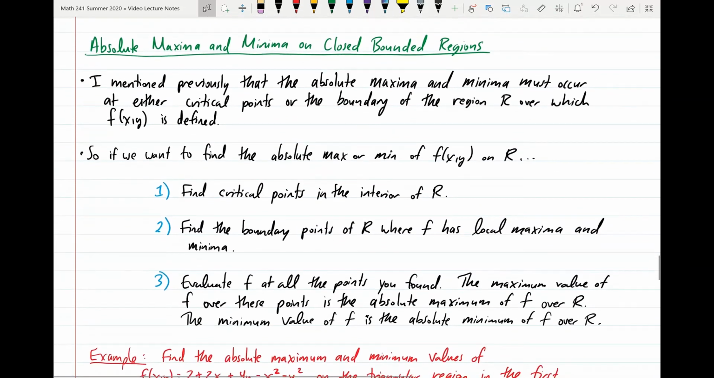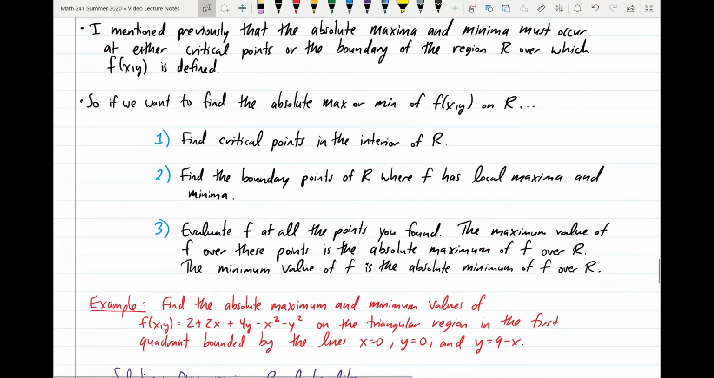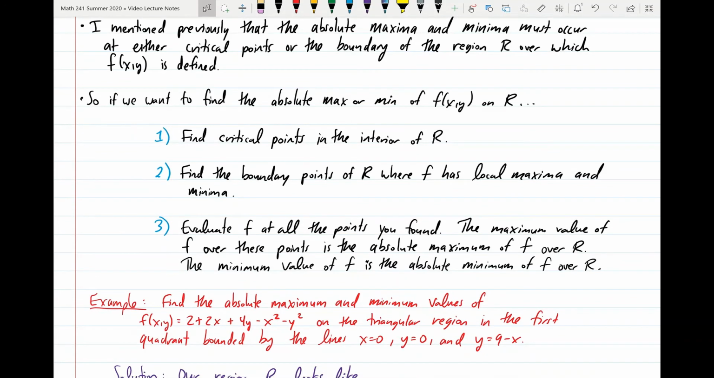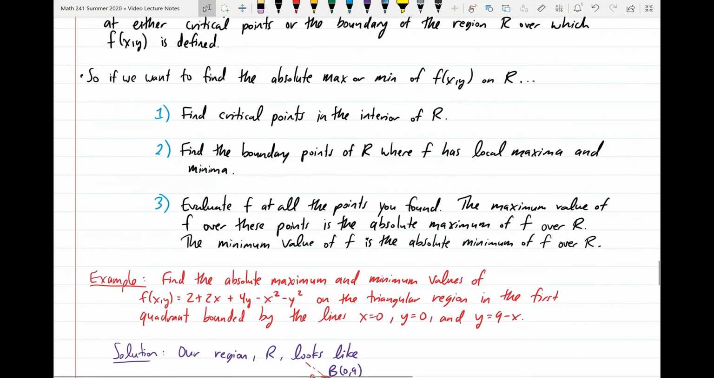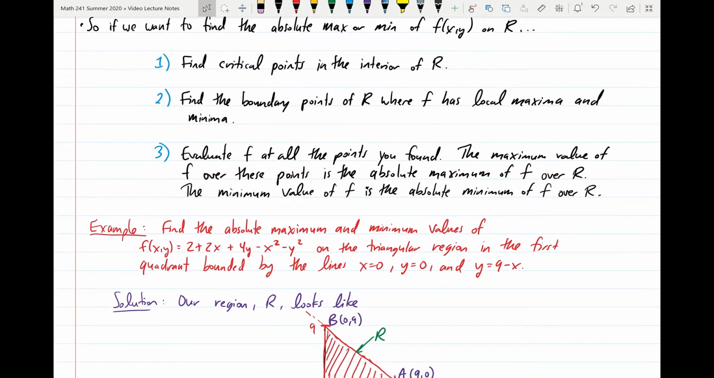So if we want to find the absolute max or min of some function f of x, y on R, there are three different things we need to do. We need to find all of the critical points in the interior of R, and then we need to find the boundary points of R where f has a local maxima and minima. And thirdly, we have to evaluate f at all the points that we found.